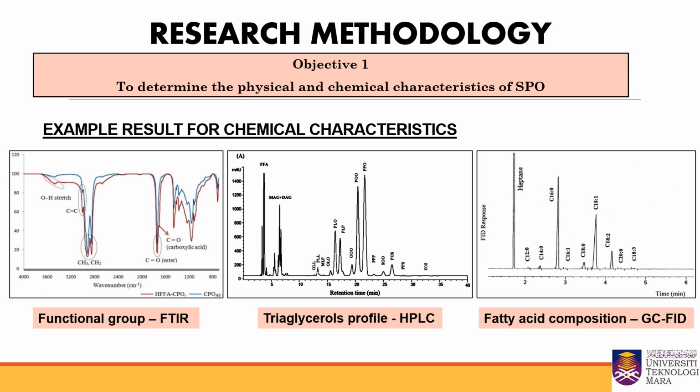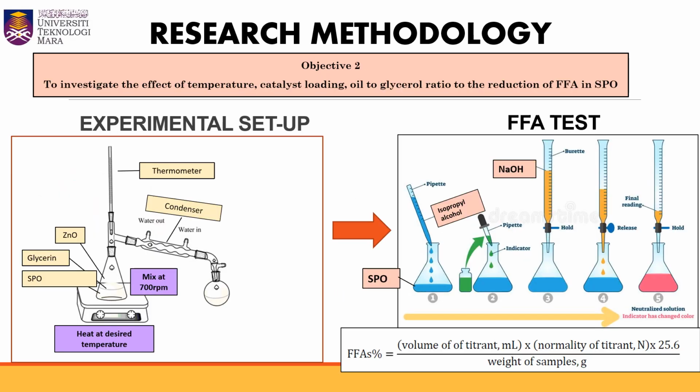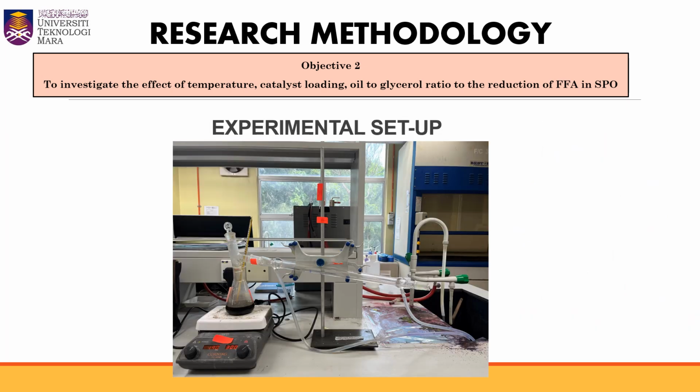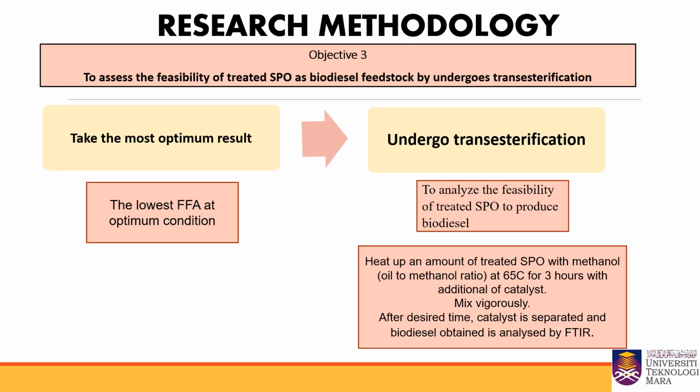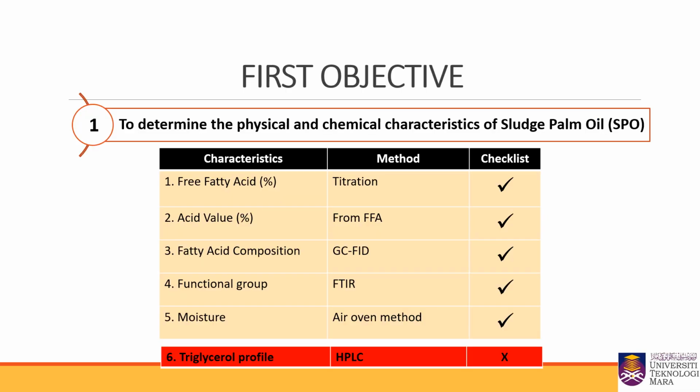Okay, so this is the research methodology for objective 1. We will use FTIR, HPLC, and GC-FID. This is for objective 2, the experimental setup for glycerolysis, and hourly we will test the FFA using the titration method. So this is the example setup. Next is the research methodology for objective 3. We will take the optimal result and undergo trans-esterification.